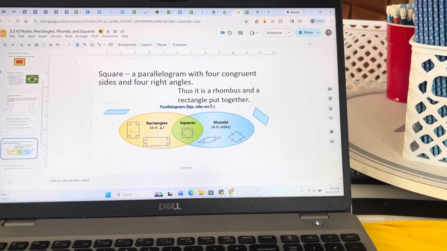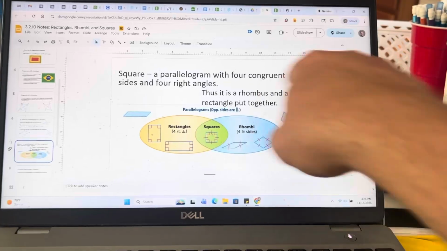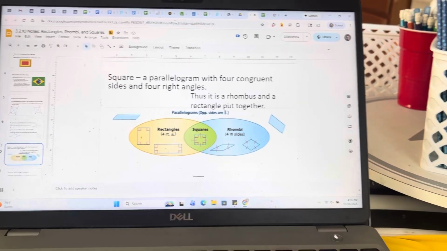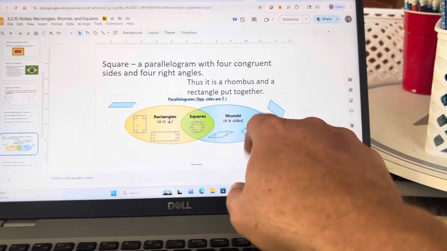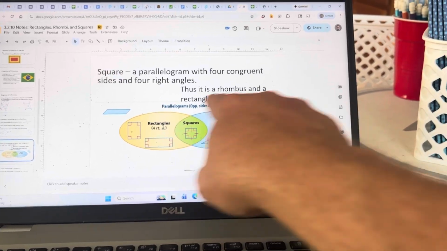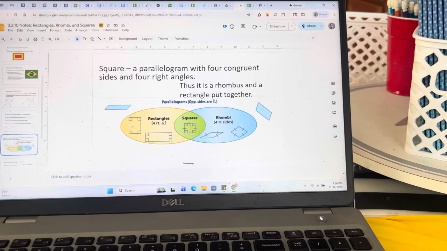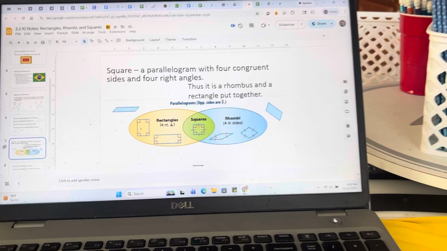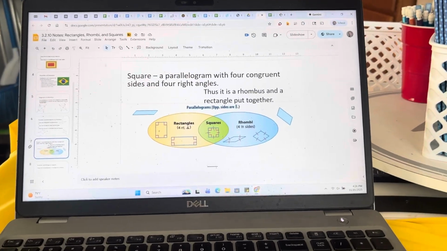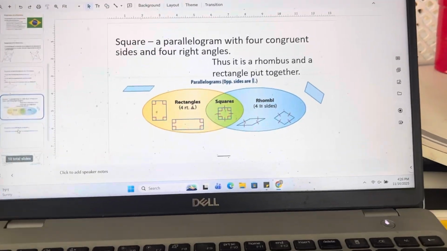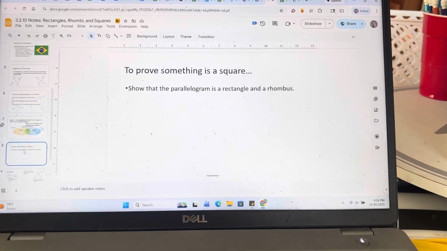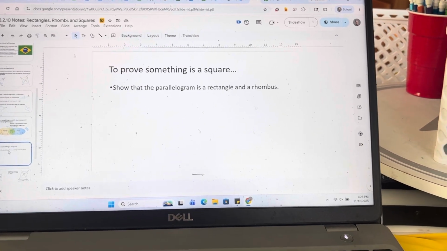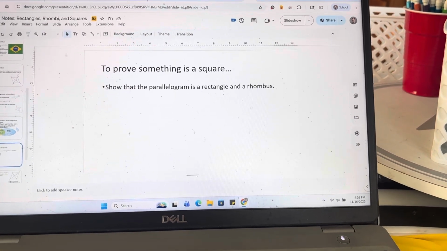The last thing we have is the nice big Venn diagram here. Everything in the box should be parallelograms. We have some that don't fit any of these other ones. If it's a rectangle, it's in here with its four right angles. If it's a rhombus, it's in here with its four congruent sides. And the overlap between rectangles and rhombi is square. To prove that a parallelogram is a square, all you have to do is prove that it's a rectangle and prove that it's a rhombus.